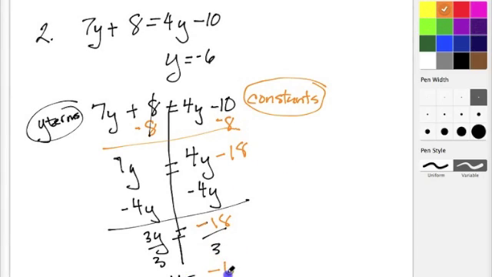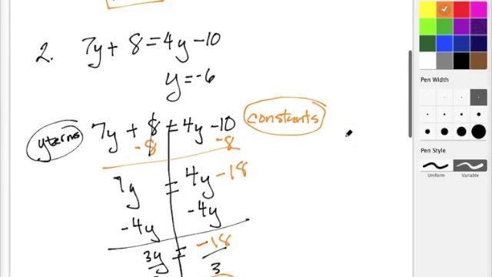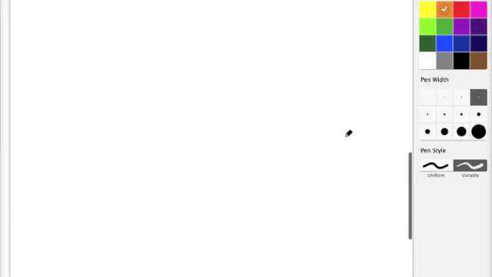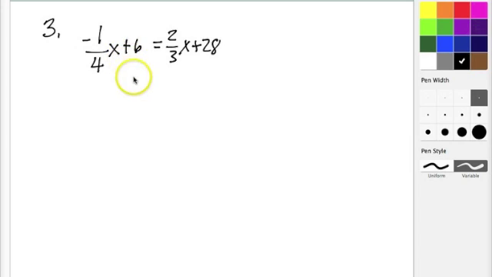So if you got negative 6, I hope you skipped my little explanation and went down to this next example. If you didn't, I hope that made sense. Let's take a look at number 3. I'm going to do number 3 with you, and then we'll give you a chance to work through one like it.